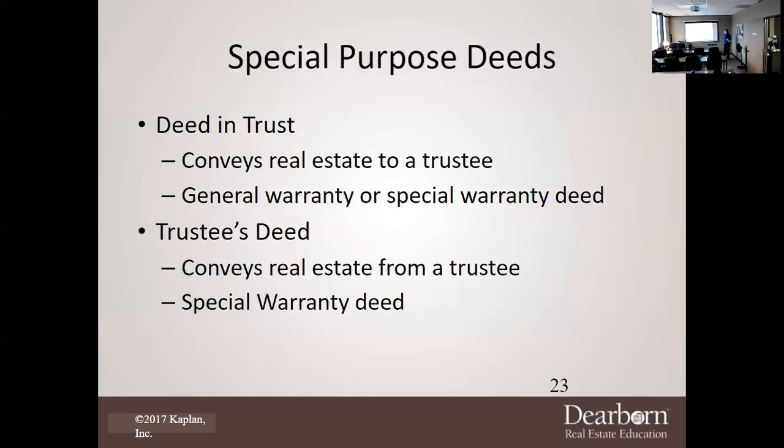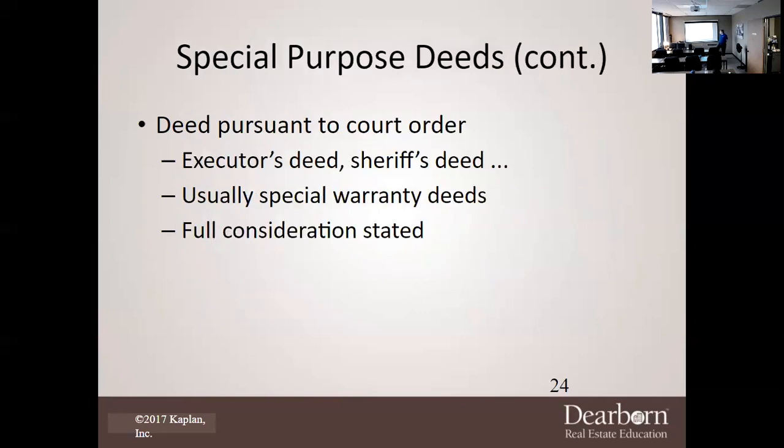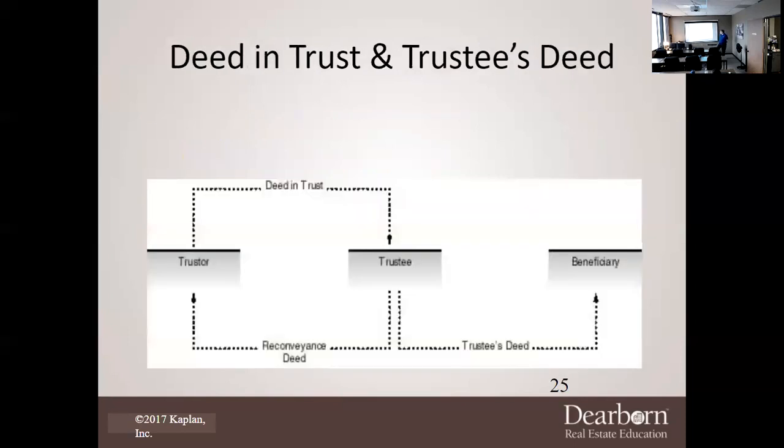Now again, a deed of trust is what's going to convey the real estate to a trustee, and it's a general warranty or special warranty deed. Okay? A trustee's deed is going to convey the real estate from a trustee, and this is oftentimes going to be what's called a special warranty deed. There's also the deed pursuant to a court order. There can be an executor's deed, a sheriff's deed. Usually these are special warranty because they're only for a short period of time, and there is full consideration that's going to be stated. So again, this kind of breaks down what's called a deed in trust or a trustee's deed.